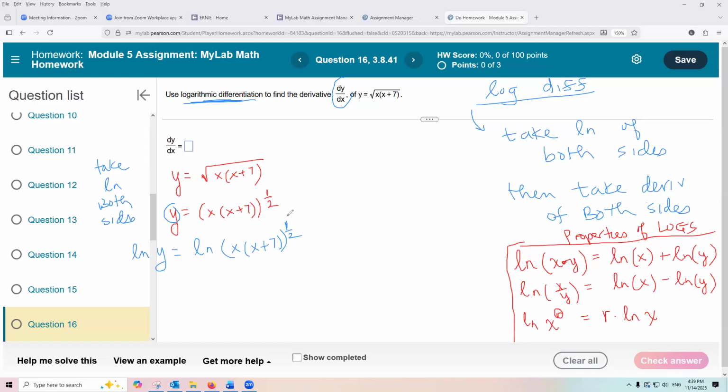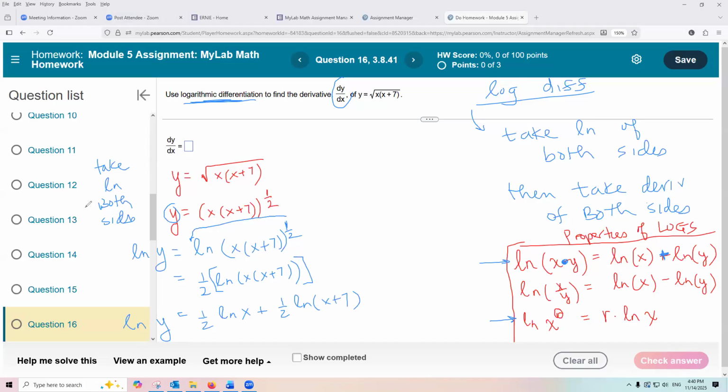Let me use this property that says you can bring the 1/2 down in front. That's this property right here. So I can write this as 1/2 ln of (x plus 7). But now I'm going to use this property that says if you have a multiplication, you can rewrite it as the addition of the ln. So I'm going to write this as 1/2 ln x plus 1/2 ln (x plus 7), because this 1/2 is multiplying this whole expression here. And this is all equal to ln y.